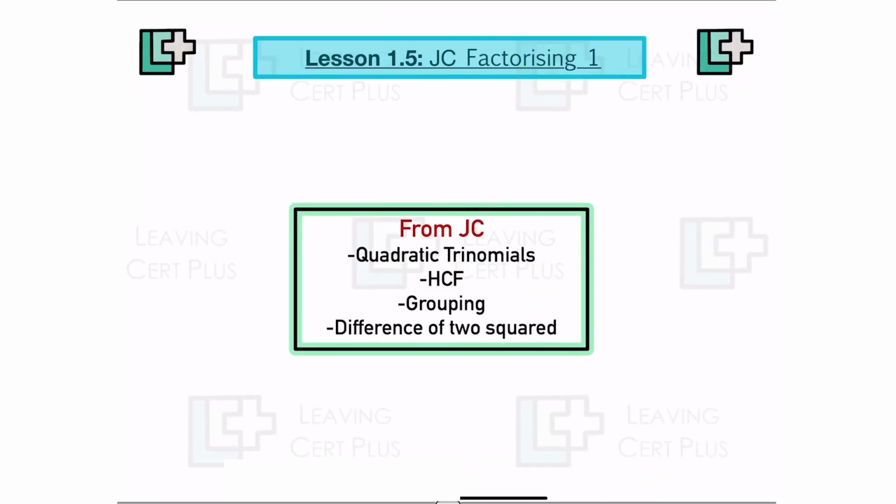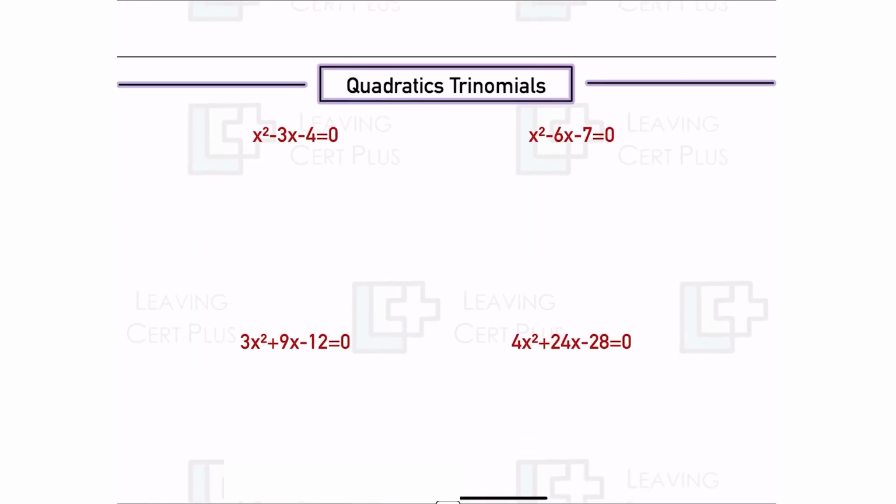This is lesson 1.5. We're focusing on factorising. You learned 4 ways to factorise in your Junior Cert. We're focusing on the first 2 in this lesson, quadratic trinomials and highest common factor. These are really important to take forward onto your Leaving Cert.